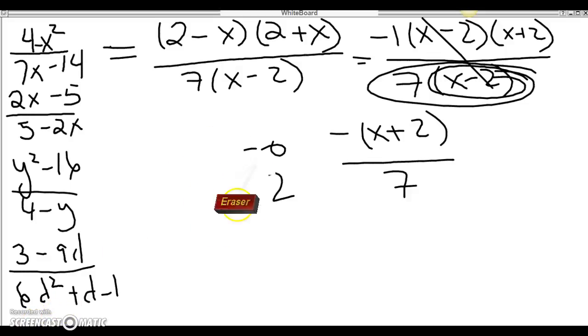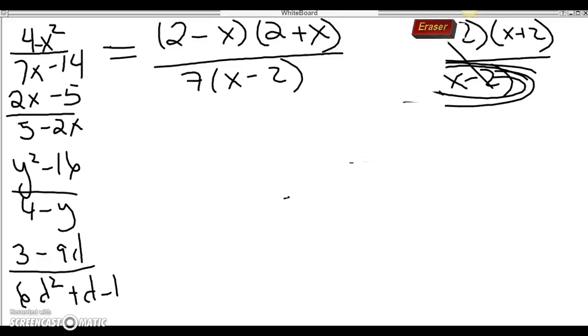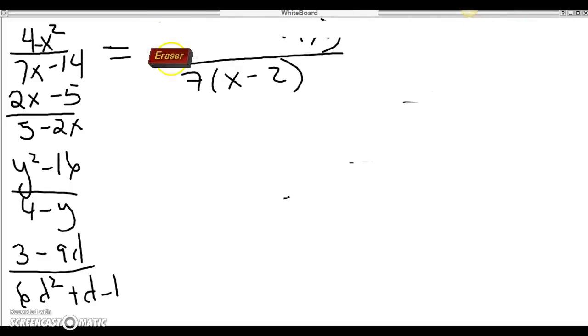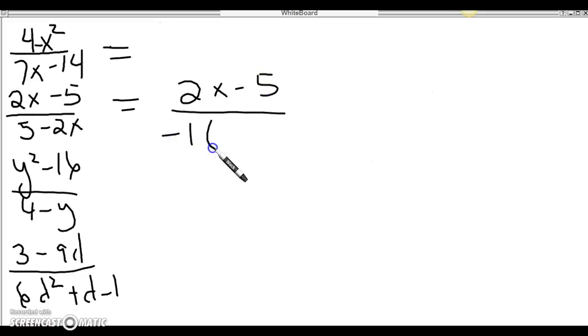Let me erase this. Should have paused the video, I'm sorry. Okay, so here, 2x minus 5, I can't factor that. And 5 minus 2x, can't factor that either. But they're opposites of each other, so we can pull out a negative. So let's pull out a negative down here. Doesn't matter which one I pull out a negative from, by the way. Oops, this should be minus 5.